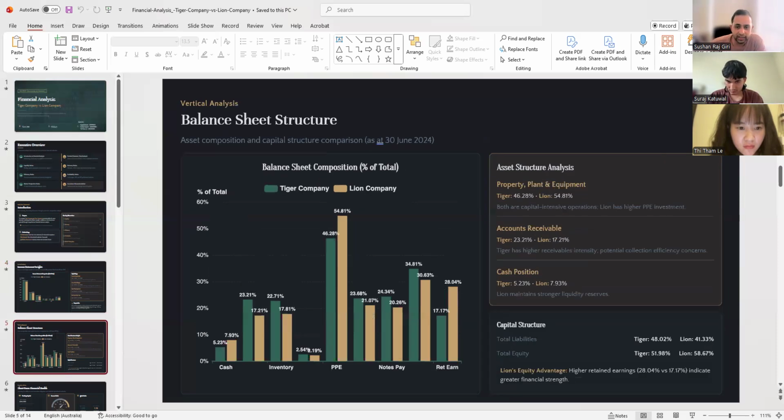On the next slide, first is liquidity, which measures the company's ability to meet short-term obligations. Second is solvency, reflecting long-term financial stability and capital structure. Third is efficiency, which evaluates how effectively assets are used. Fourth is profitability, assessing the company's ability to generate earnings. Finally, market perception, which reflects investor confidence and valuation. By assessing all five dimensions together, we gain a holistic view of financial performance.